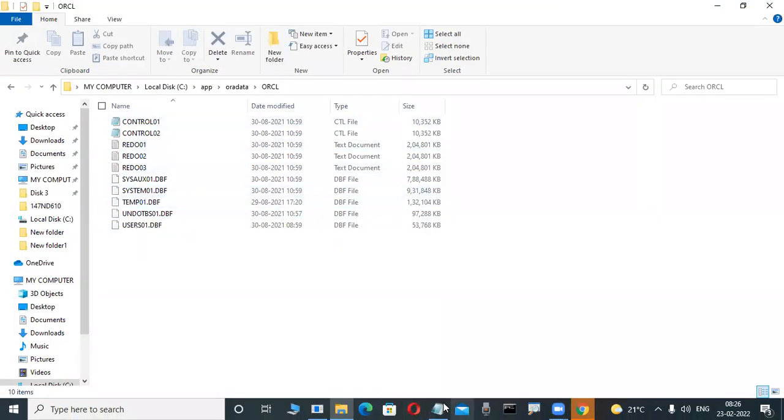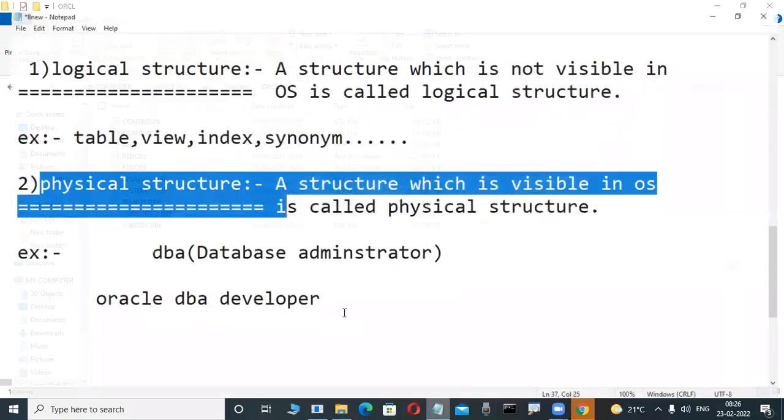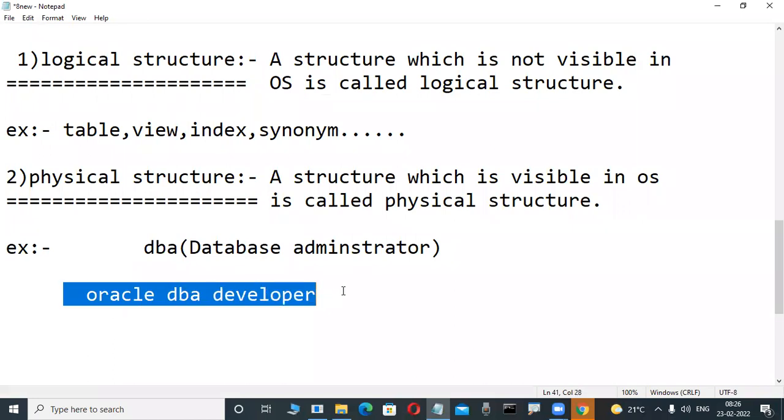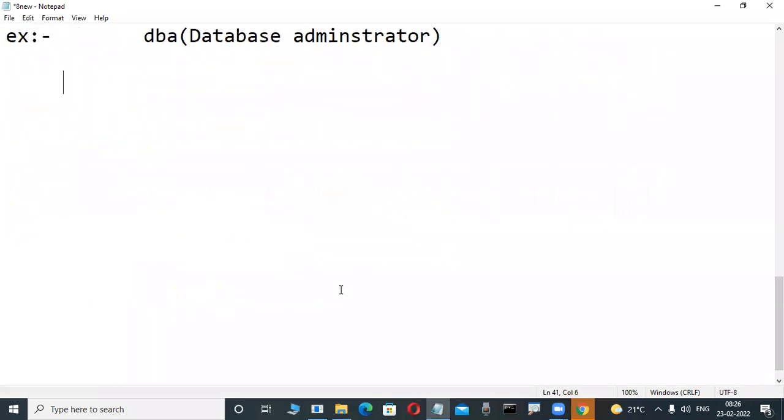That's why a structure which is visible in the operating system is called physical structure. In a physical structure, which type of persons are working on the company side? Database administrators only. Why am I telling you these unnecessary things? There is a reason.